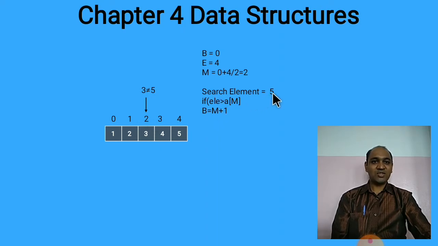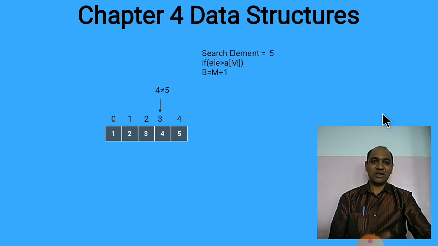Search element, if it is 5 now, then if element is greater than a of mid, so element is what, 5. A of mid consisting of what, 3. So here 5 is greater than 3, hence the condition is true. So beginning is equal to m plus 1, means what, we'll move from 3 to 4, that is onto the right segment. You can see here the pointer will move onto the right hand side.